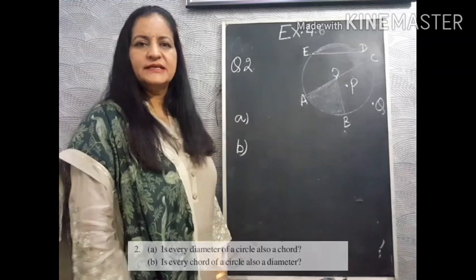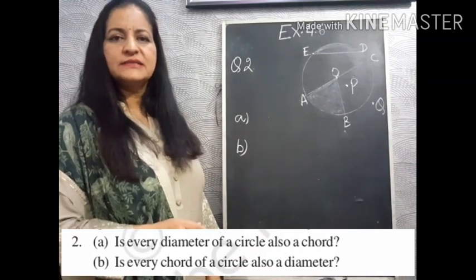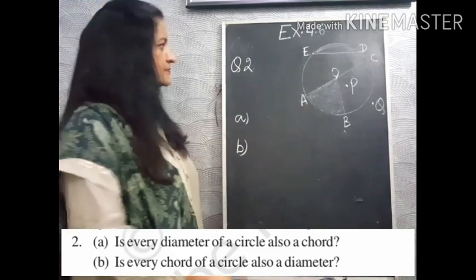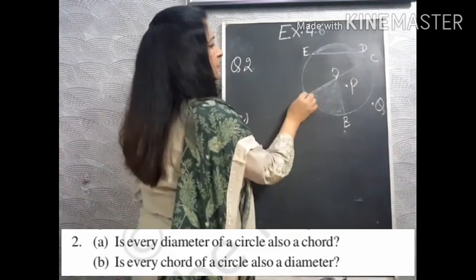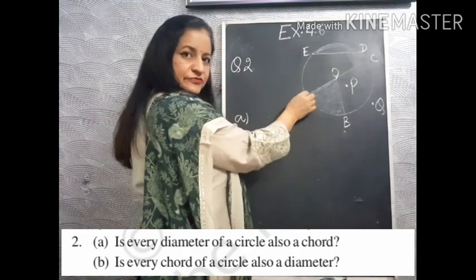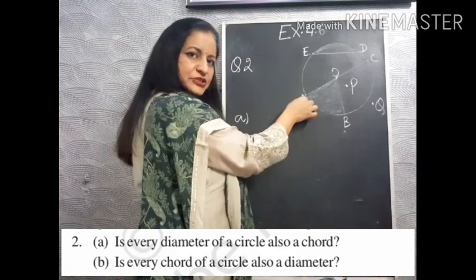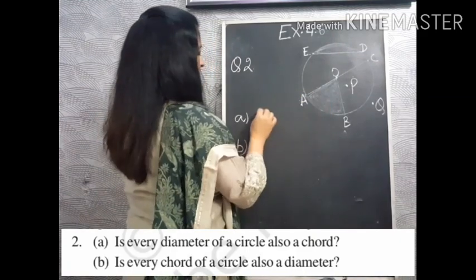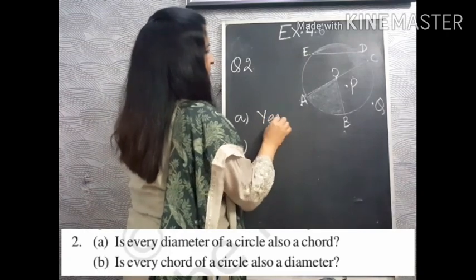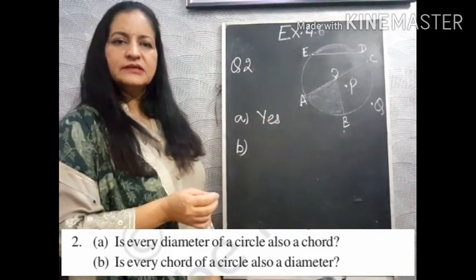Now second question is, a part of that, is every diameter of a circle a chord? I told you in the previous question also, this is the diameter of the circle and it is touching the circle at 2 points, so it is also a chord. So answer to our A part is yes, every diameter of a circle is also a chord.